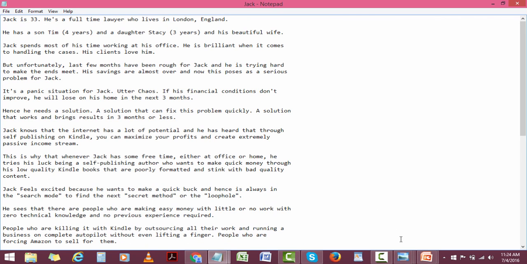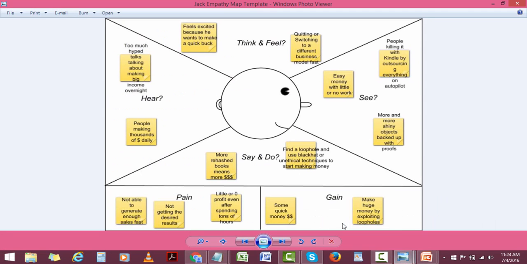So what you can see here is the empathy map of Jack, and I crafted a story about Jack using this map. I first thought how Jack would see the situation, how he would think and feel, what he will hear, and what he will say and do. To do this, I used all the techniques I showed you earlier for my research. I saw what people were saying, what people were hearing, what they were actually doing, and I came up with the pain and gain points.